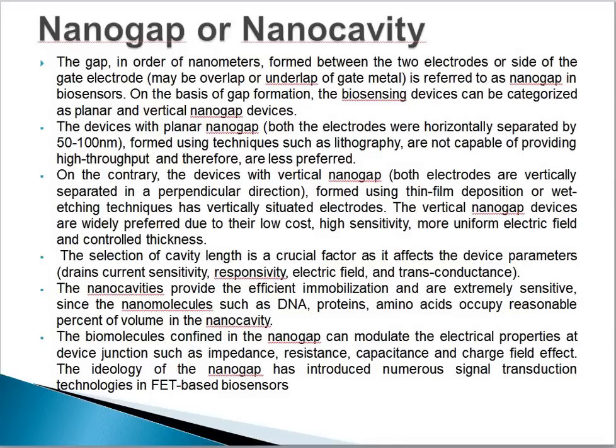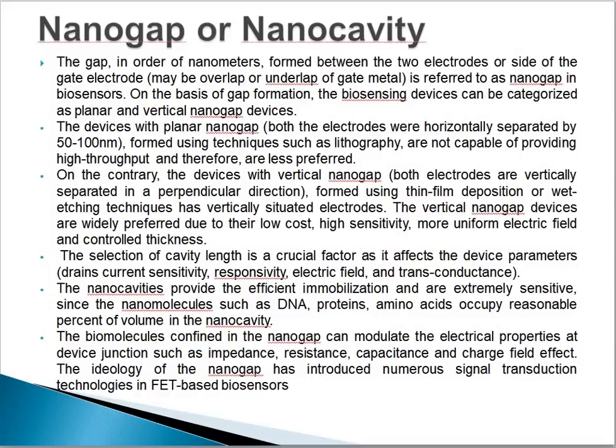On the basis of the gap formation, the biosensing device can be categorized as a planar nanogap device and a vertical nanogap device. In the device with the planar nanogap, both electrodes are horizontally separated by 50 to 100 nanometers, formed using techniques such as lithography, and are not capable of providing high throughput, and therefore it is less preferred.